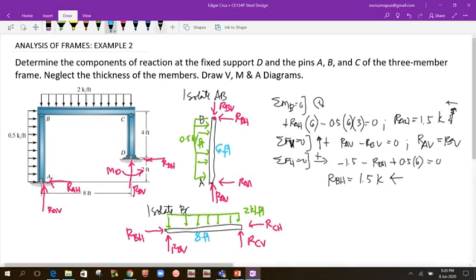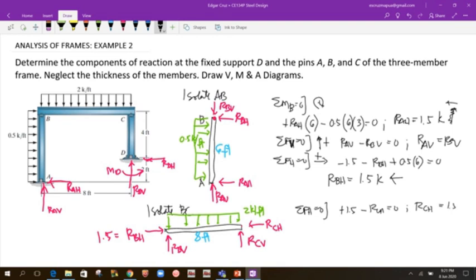Ayan, so from there we could apply statics pa rin. Alam naman natin na antimano yung RBH, no? So yung RBH na solve na natin kanina, which is equal to 1.5. Okay, so kapag nag-summation tayo ng forces horizontal equal to 0, so that would be RBH positive, which is 1.5, tapos minus yung RCH, would just be equal to 0. So therefore we could say that RCH is also equal to 1.5.